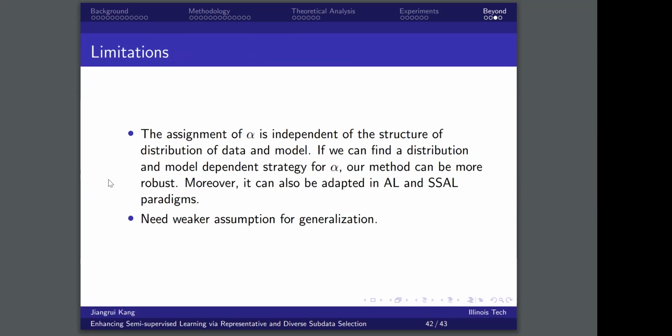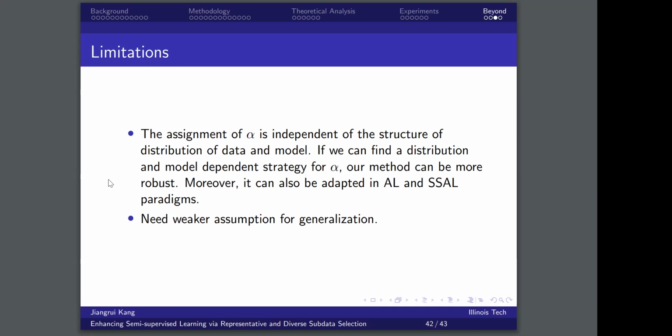And obviously, our method has limitations because the assignment of alpha is independent of the structure of the distribution of data and the model. It's only alpha equals 1 minus 1 over square root n. It's definitely not the best one. If we can find a distribution- and model-dependent strategy for alpha, our method can be more robust and may be adapted to active learning paradigms.